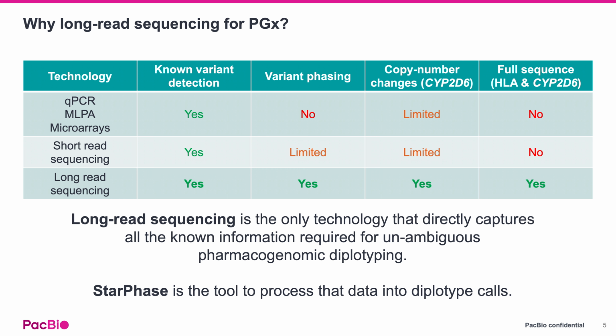With all of this in mind, long-read sequencing is really the only technology that directly captures all of the known information required to do an unambiguous pharmacogenomic diplotyping. And StarPhase is the tool that we've developed to actually process that data into pharmacogenomic diplotype calls.